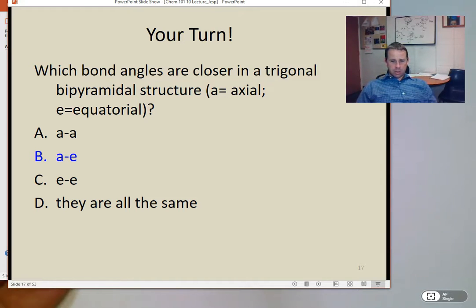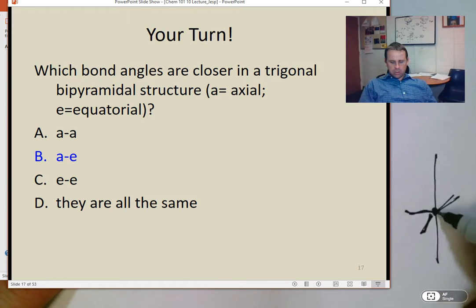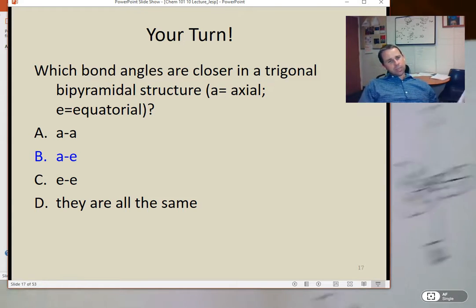Well, I don't need to draw that one. I can start over. Five regions of electron density, one coming up, one coming down, and then three in the equatorial regions, right? So again, this angle right here is 90 degrees, right? All the equatorial to axial angles are 90 degrees. Okie dokie.